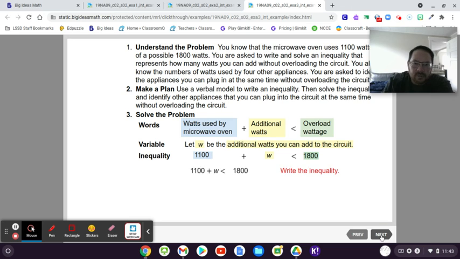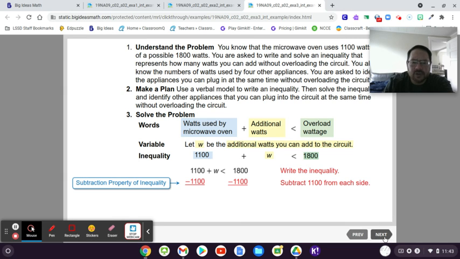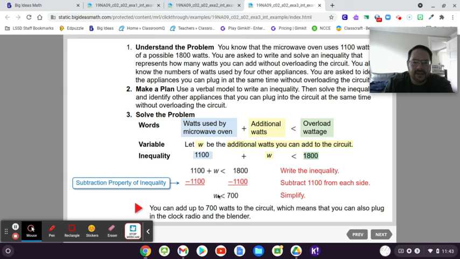All right, and then you could solve it. So how would you solve this inequality? Yeah, you'd subtract 1100 on each side, and you get 700 is what you can add to the circuit without overloading it. All right, that's it.